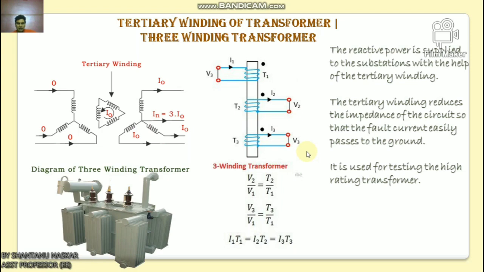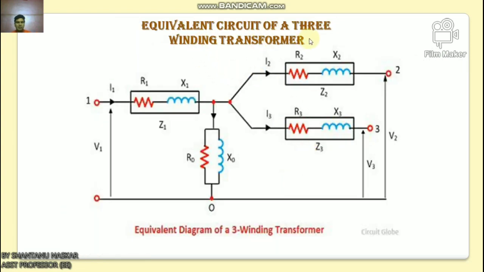Now I will discuss a little bit about the equivalent circuit of the three-winding transformer. This is the equivalent circuit shown in this figure. Consider R1, R2 and R3 are the resistances, X1, X2, X3 are the reactances of their windings, and Z1, Z2, Z3 are the impedances. Here also V1, V2, V3 are the voltages, and I1, I2, I3 are the currents of this three-winding transformer.